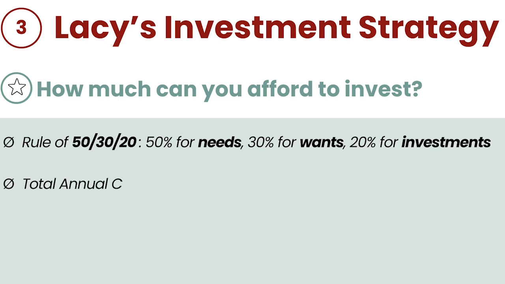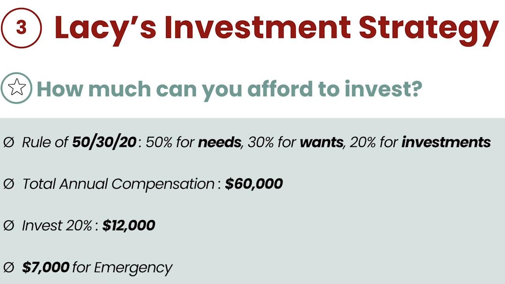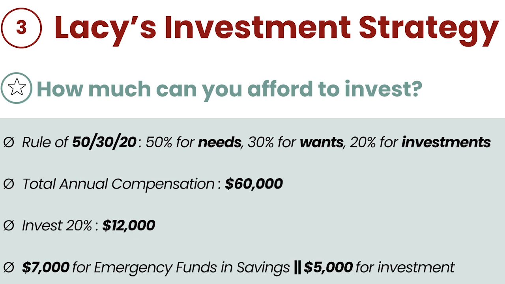Now, she also sets aside $7,000 as emergency funds into a savings account, which she can pull out at any time, and it's growing in value by roughly 2 to 3% per year. Now, she has $5,000 available for investment per year.